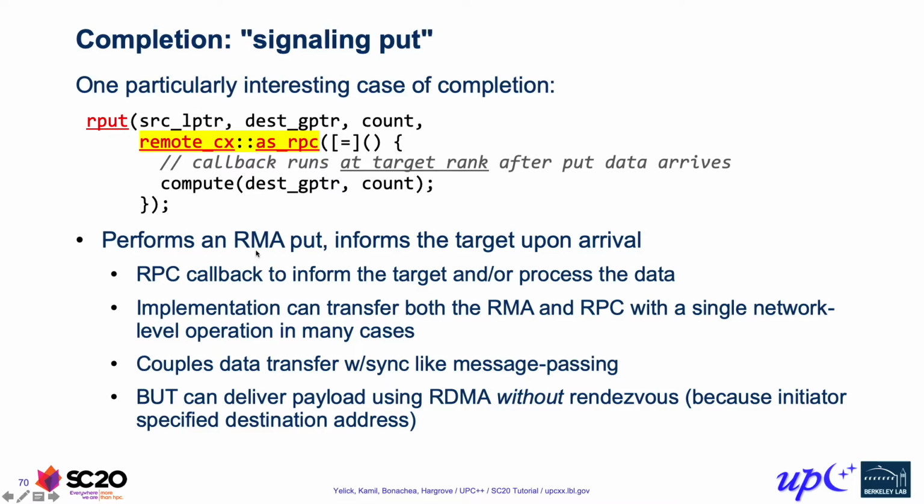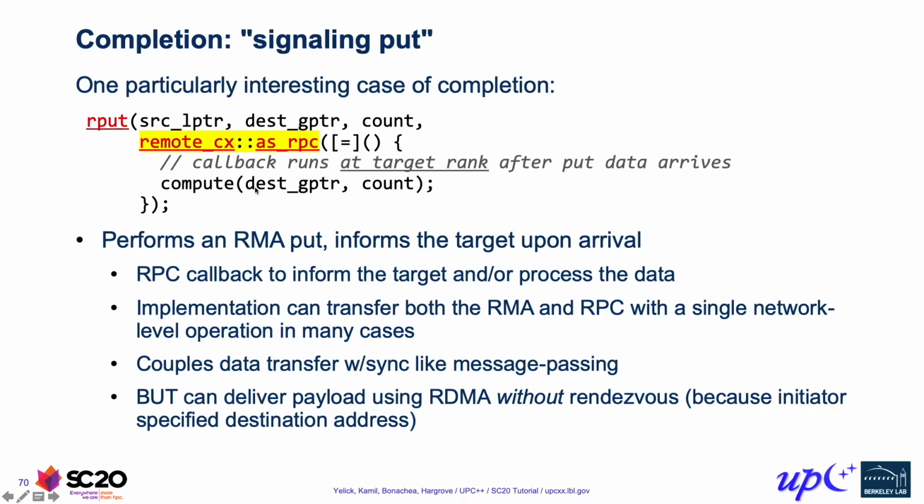So what we're doing here is we're doing an RMA put that informs the target upon arrival. So we actually refer to this as a signaling put. The implementation in many cases can actually transfer both the underlying data for the one-sided communication as well as the RPC data within a single network level operation. And what we get out of this is that we have a coupling of the data transfer with a synchronization. And so we get something that gives us an abstraction like message passing but without many of the overheads.